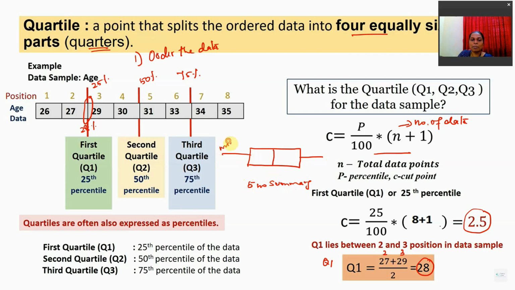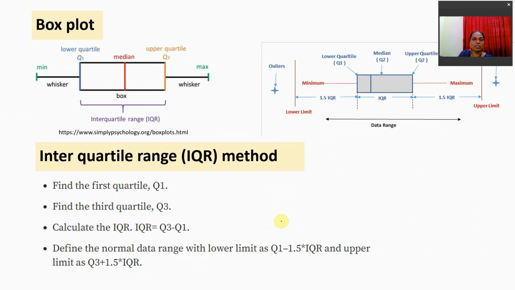So you know what is the minimum value, you know what is the maximum value, and you know the values of Q1, Q2, and Q3. That is the five-number summary. The representation you use to visualize it is the box plot. As you see here, this is the corresponding box plot, and the interquartile range is calculated by Q3 minus Q1.